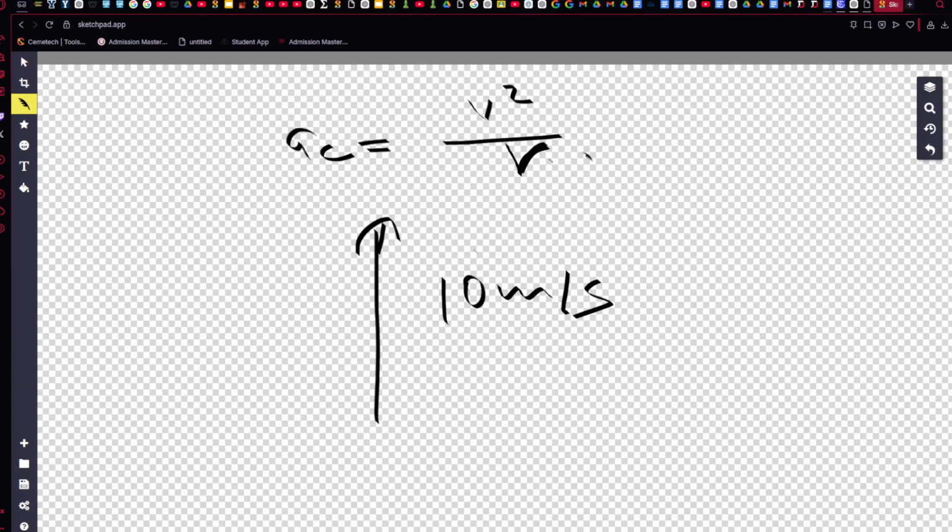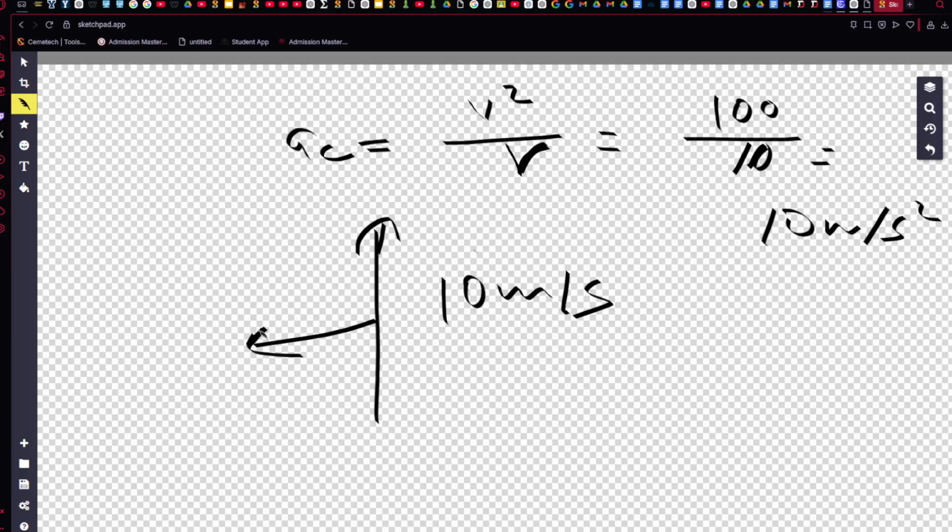I have a proof in my other video if you're curious. That's 100 over r. R depends on how big you want the circle to be. So if you want it bigger, you can make it bigger. Let's say that r is 10 meters. That means I will have a 10 meters per second squared centripetal acceleration. I need an acceleration of 10 meters per second squared, and it's always pointing perpendicular to the velocity vector, and that would give me a perfect circle.